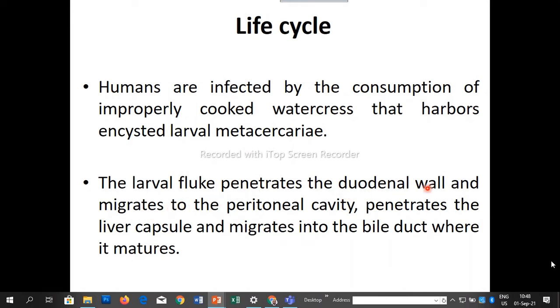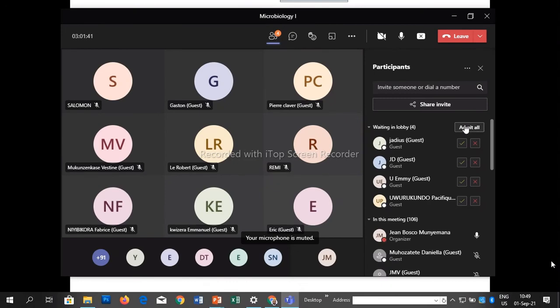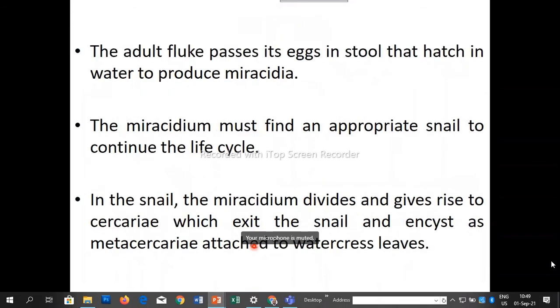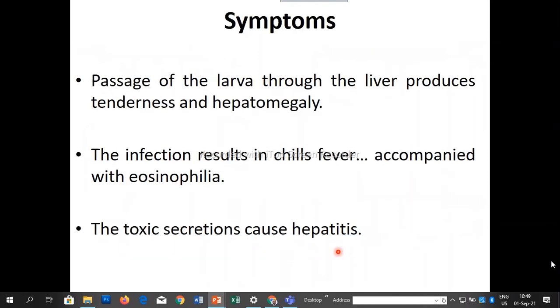Larval fluke penetrates the duodenal wall and migrates to the peritoneal cavity, penetrates the liver capsule and migrates to the bile duct where it matures. Eggs hatch in water to produce miracidia. The miracidia must find an appropriate snail to continue its life cycle, whereby in the snail the miracidia will divide and give rise to cercariae, which exit the snail and encyst as metacercariae that attach to watercress leaves.